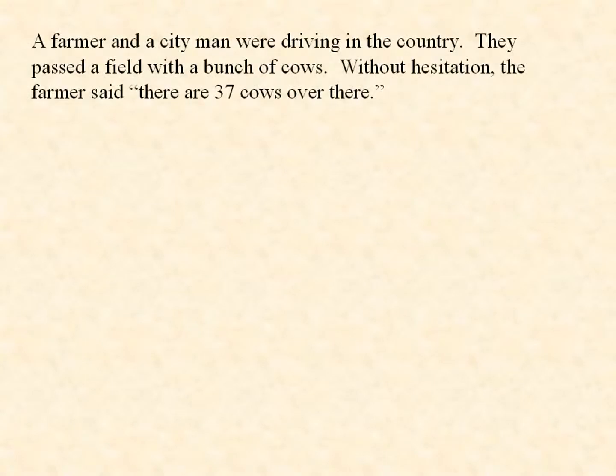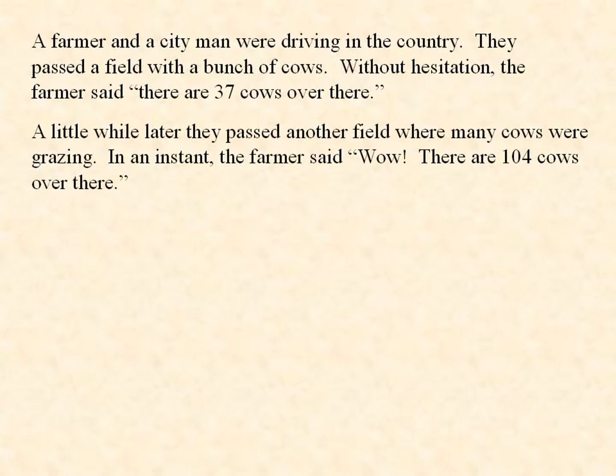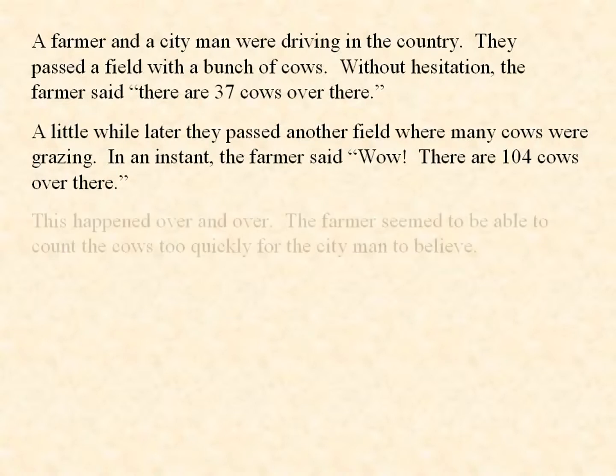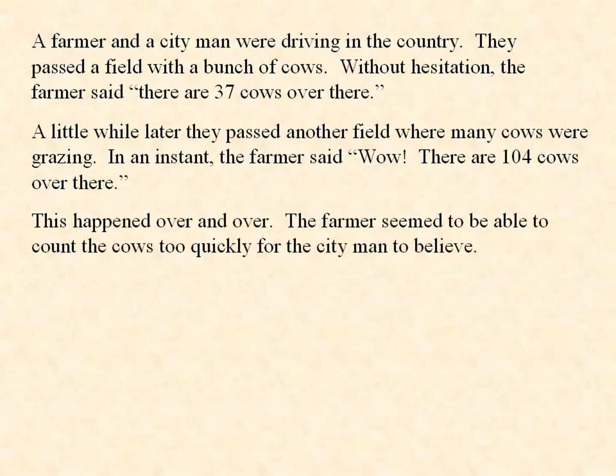A farmer and a city man were driving in the country. They passed a field with a bunch of cows. Without hesitation, the farmer said, "There are 37 cows over there." A little while later, they passed another field where many cows were grazing. In an instant, the farmer said, "Wow, there are 104 cows over there." This happened over and over. The farmer seemed to be able to count the cows too quickly for the city man to believe.